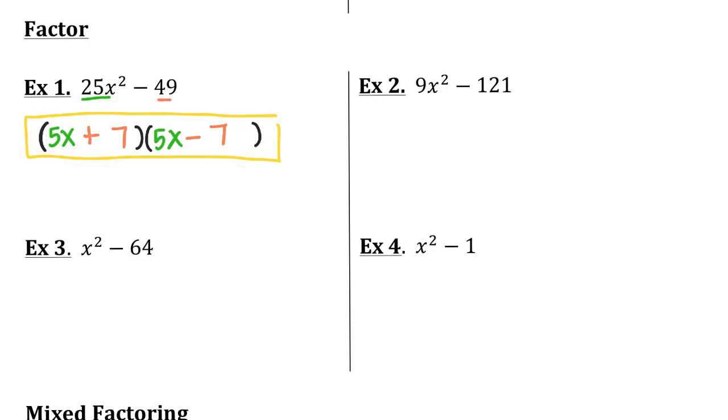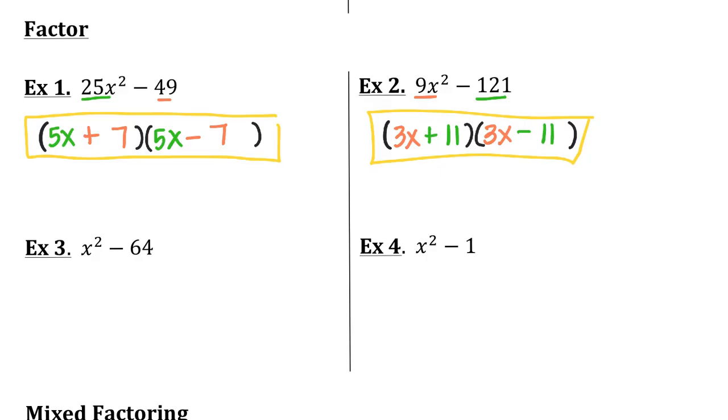Okay, let's look. This is 9x to the second minus 121. So it looks like a difference of squares. Okay, if I do 9x to the second, that's 3x times 3x. Since it's negative 121, that's got to be a positive and a negative, and it's 11 times 11. And you could multiply it to check, but because of the pattern, I know it's going to work. This looks like a difference of squares too.